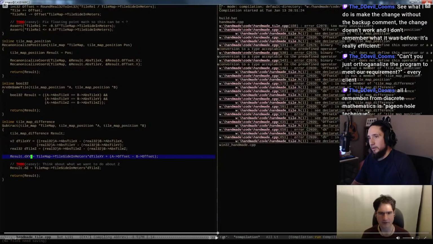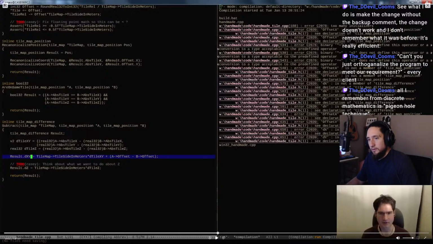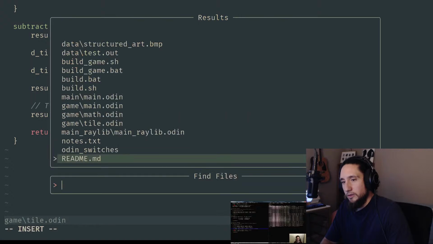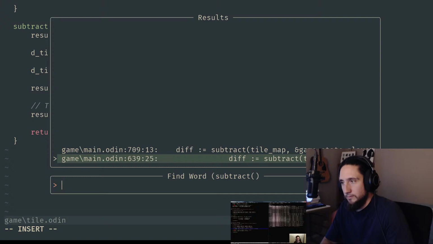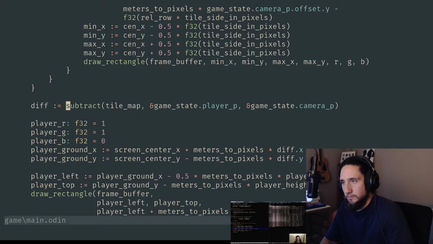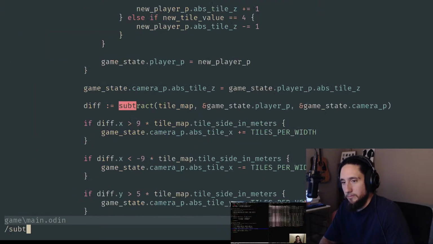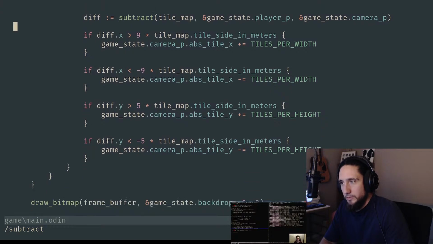Yeah, and he calls it a tile map difference. This is probably going to mess with what I'm doing with the result of this, maybe, or maybe not. Where am I calling that subtract proc? So we get the diff out. Yeah, no, that doesn't matter because we're just going to get the x and y fields off of the difference. And then over here, yep, same thing.